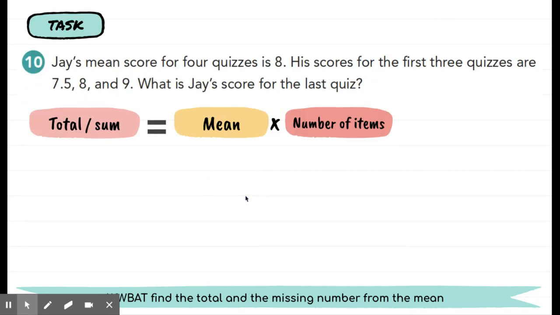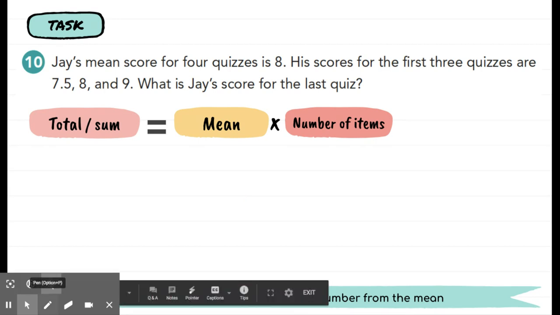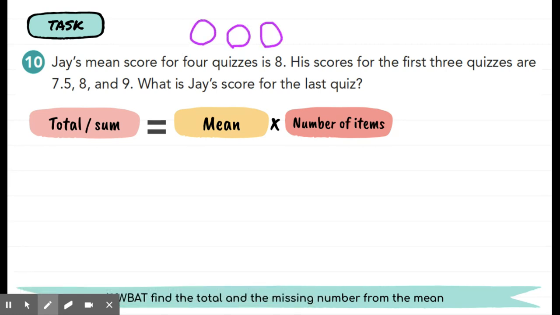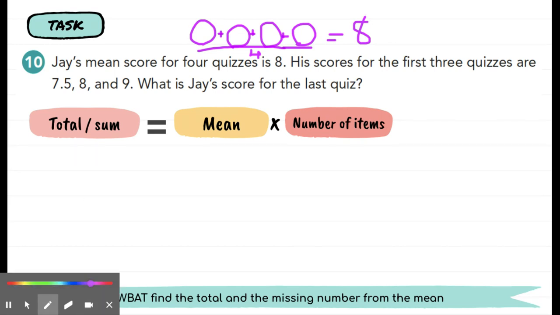Now for the first practice. Jay's mean score for the 4 quizzes is 8. His scores for the first 3 quizzes are 7.5, 8, and 9. What is his score for the last quiz? Again, he had 4 quizzes in total, and when he divided that sum by 4, he gets 8. Now the first quiz is 7.5. The second is 8. The next one is 9. And we don't know the last one.